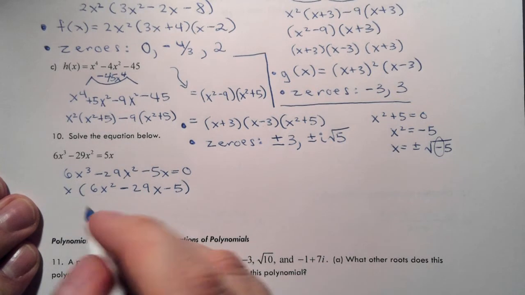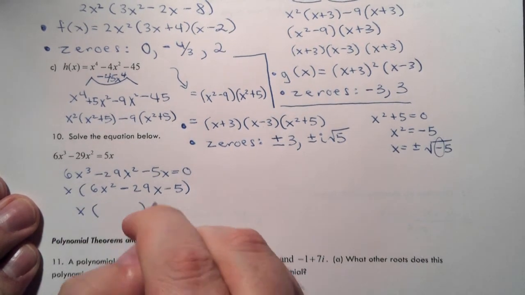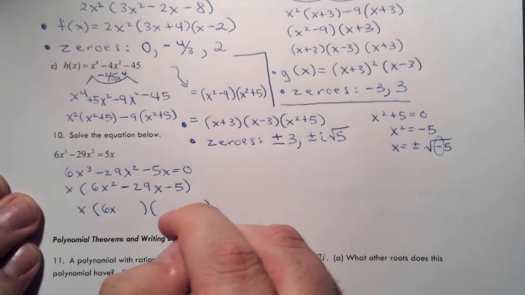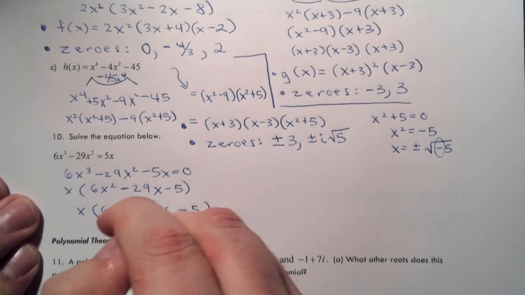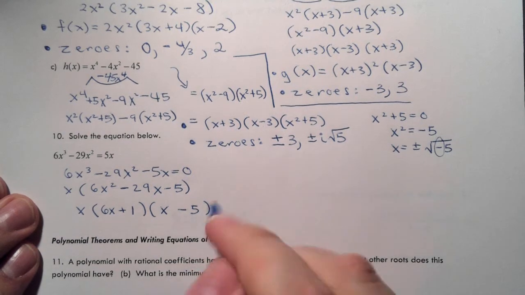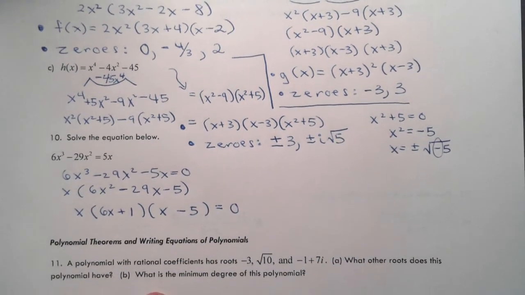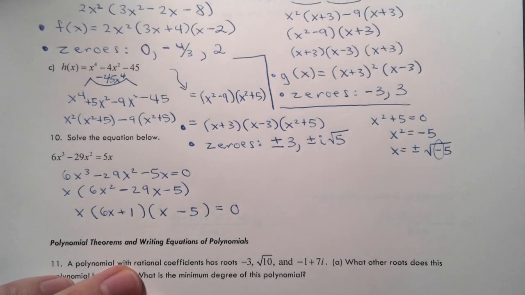I'll leave the factoring to you, but what I should have here is x times, if I need negative 30 and 1, that would be 6x plus 1, x minus 5 are my factors. Little glimpse into how I learned how to factor right there. Alright, so now I need to solve this.